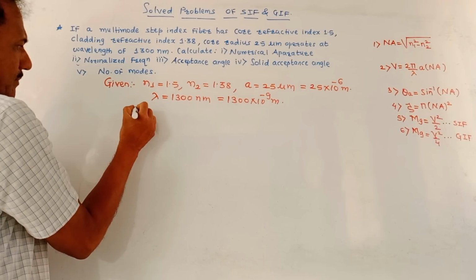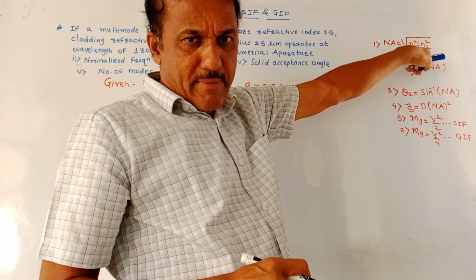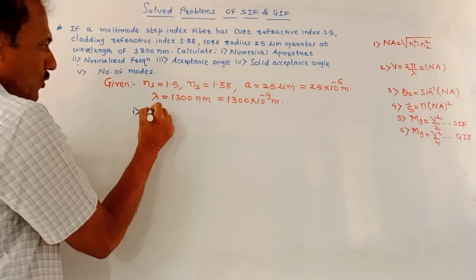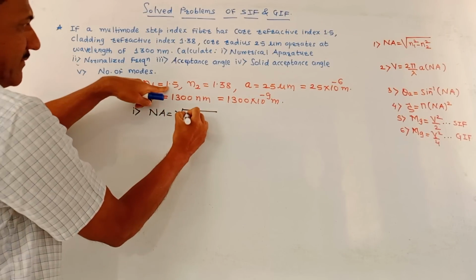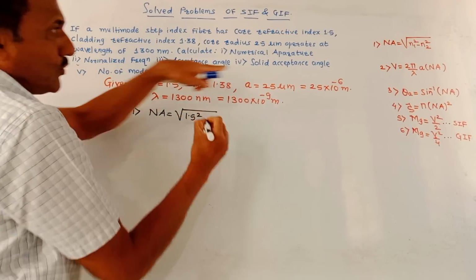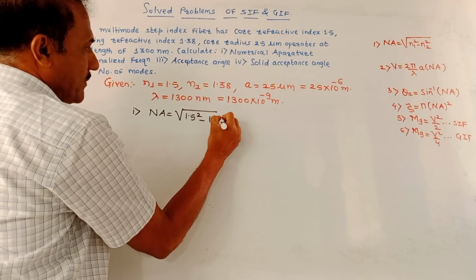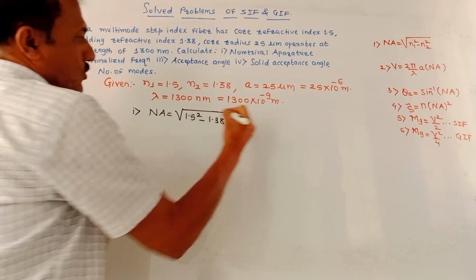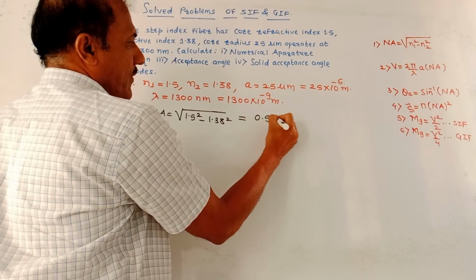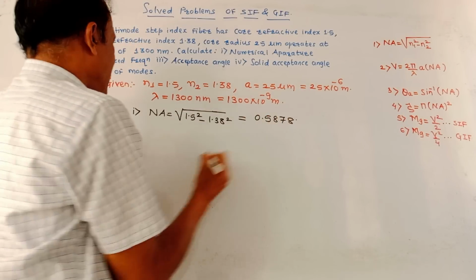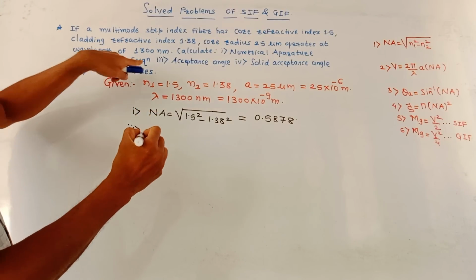So first, numerical aperture. The formula is square root of n1 square minus n2 square. So simply you have to put the values. So it is square root of value of n1 is 1.5, I am making use of the first formula, minus n2 square, that is 1.38 square. So if you solve this, the answer of NA will be 0.5878.